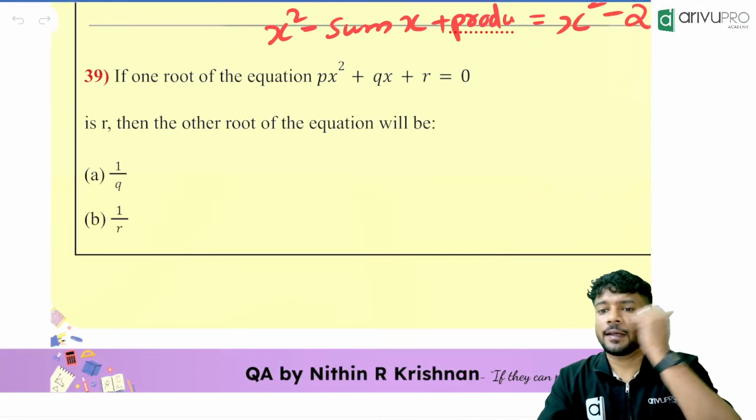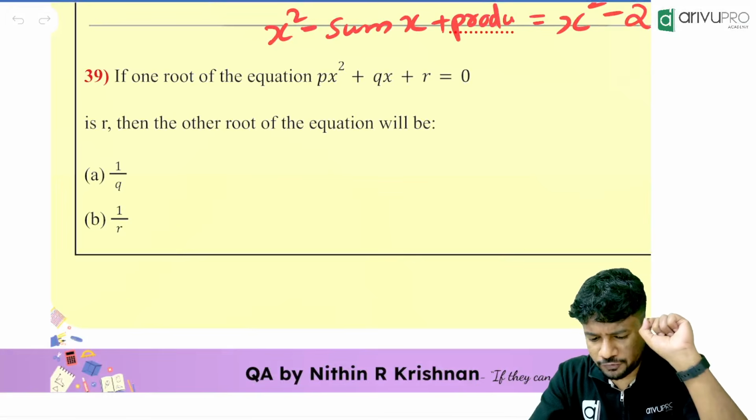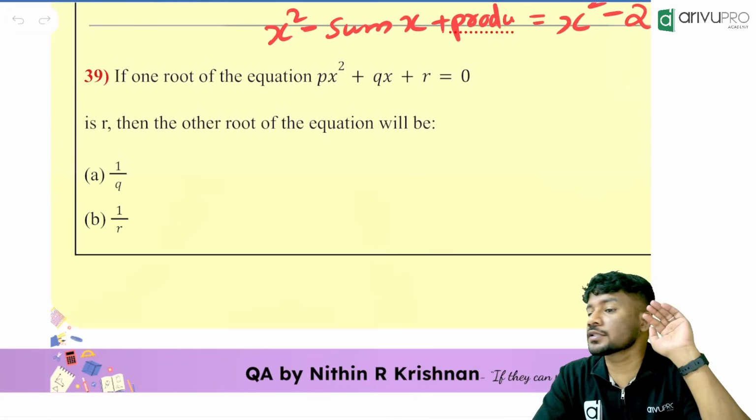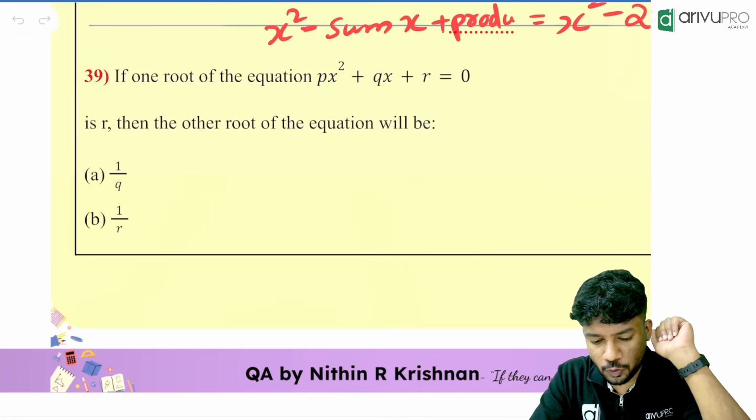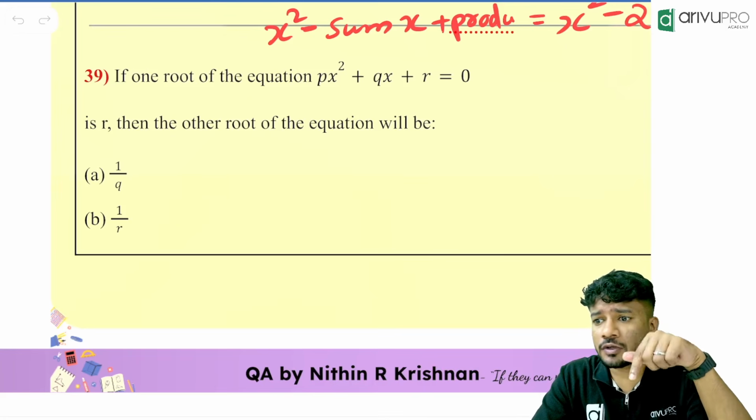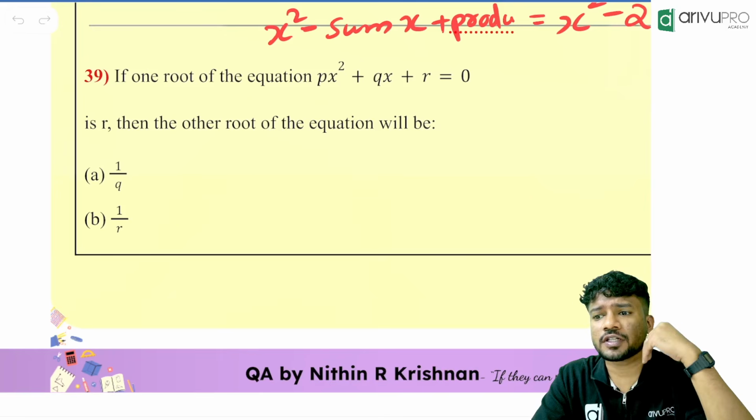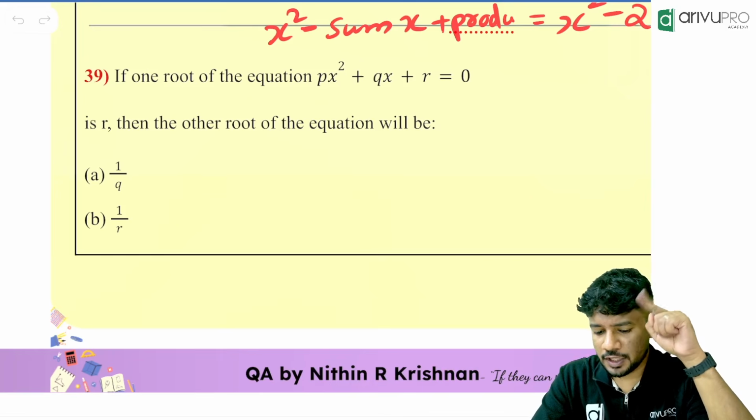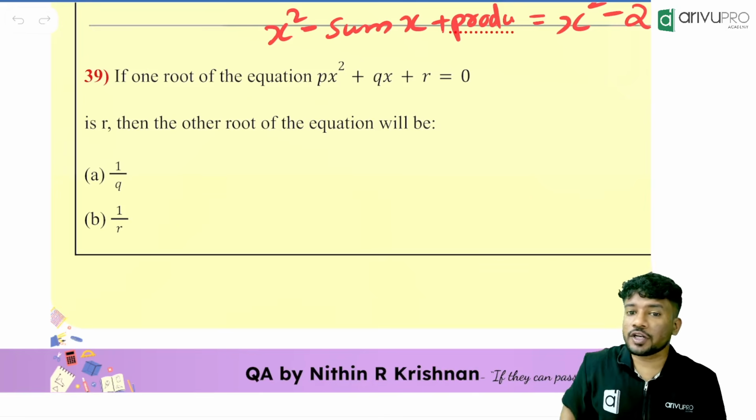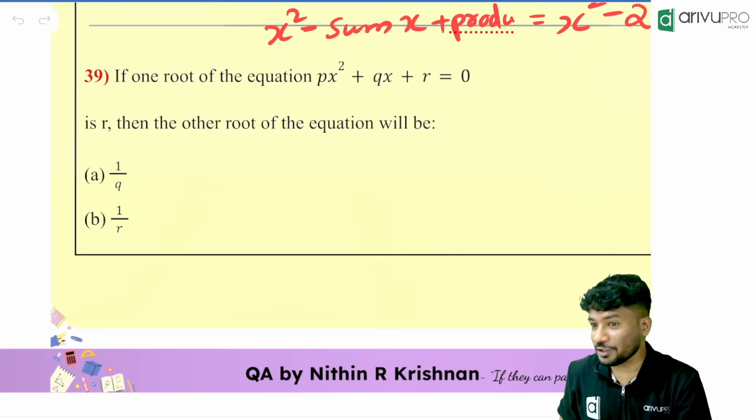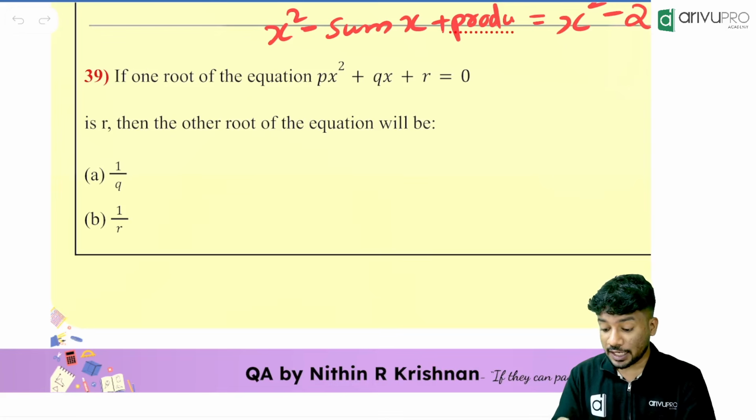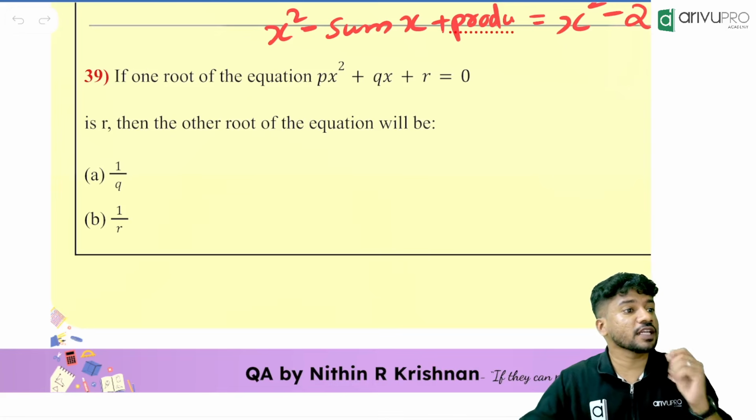Yes, continuing. If one of the roots of the quadratic equation is r, then what is the other root? That is the question. Now, can anyone tell me the approach for this question so that we will get the answer much faster? First of all, we know one of the roots. If you substitute that root, you will not get the other root. You will only get whether the root satisfies the equation or not. Other than that, you will not understand anything.